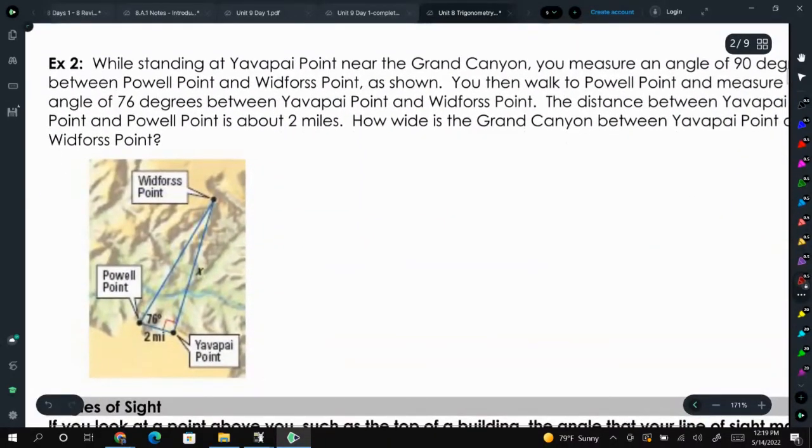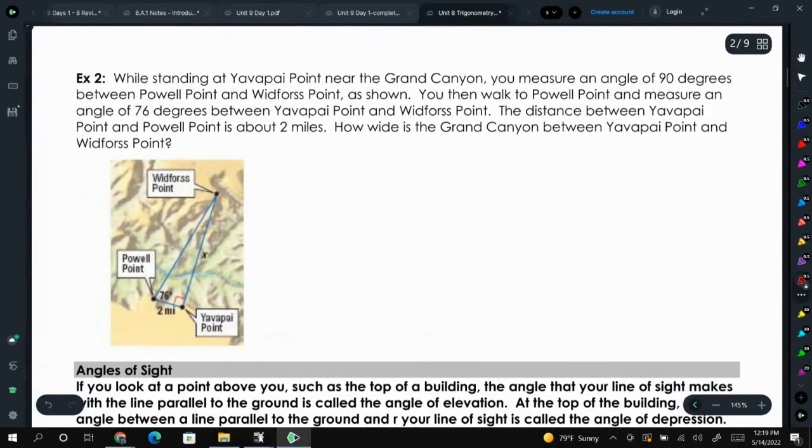While you're standing at this point in the Grand Canyon, you measure an angle of 90 degrees between Powell Point and Woodforest Point, as shown. You then walk to Powell Point and measure an angle of 76 degrees. The distance between is about 2 miles. Okay, so we have the picture here.